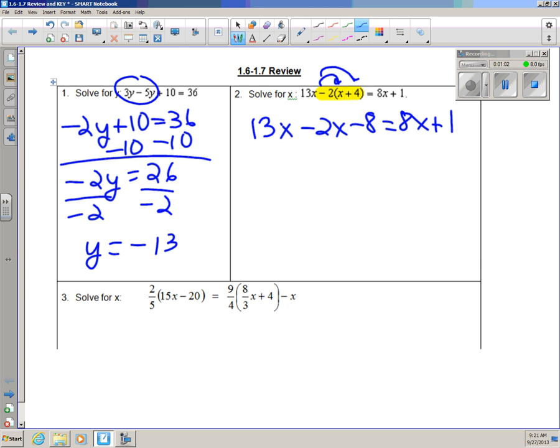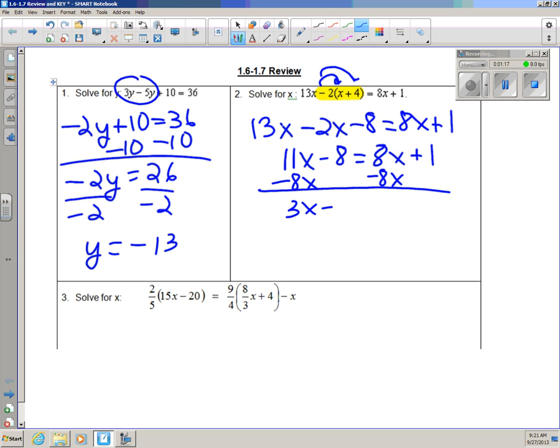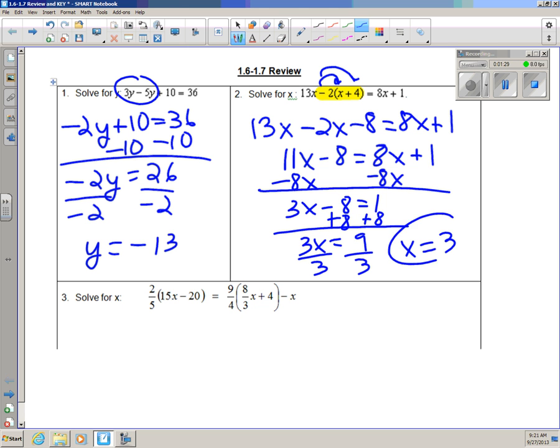On the left-hand side, my x's can combine. I really have 11 x's minus 8 equals 8x plus 1. I'm going to bring my x's to the left. That's my choice. I'm going to subtract 8x on both sides. 3x minus 8 equals 1. I'm going to add 8 to both sides, get 3x equals 9. Divide both sides by 3, and x is 3.